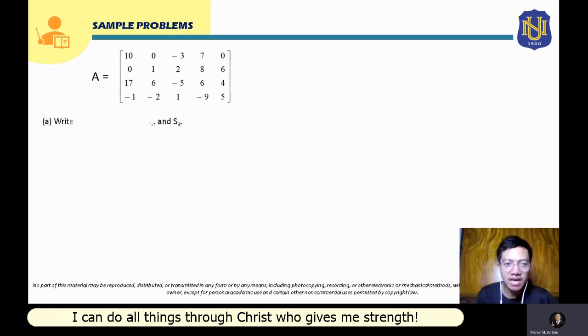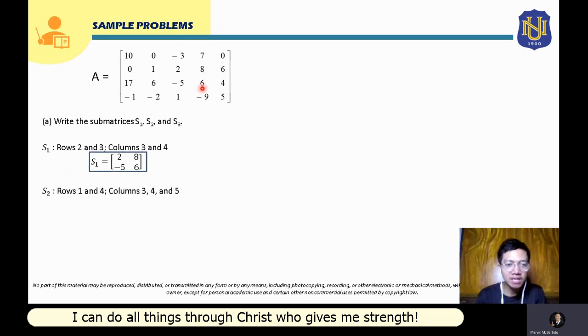Okay, so this is matrix A. For letter A, we are asked to write the submatrices S1, S2, and S3. For S1, this is rows 2 and 3 and columns 3 and 4. So this is row 2 and this is columns 3 and 4. This is the submatrix that we are looking for, so we write it here: 2, 8, negative 5, and 6.